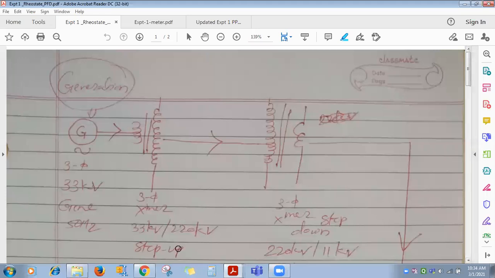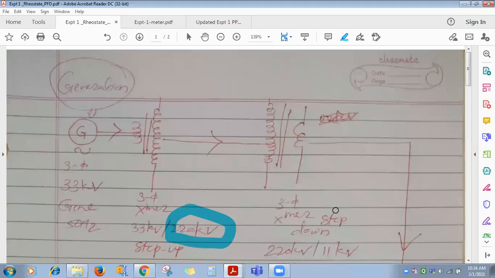Now voltage is what? 220 kV. Do we want 220 kV? No. Then how much do we want? 330 kV. Again, no. 30 kV. Single phase AC supply voltage is how much?